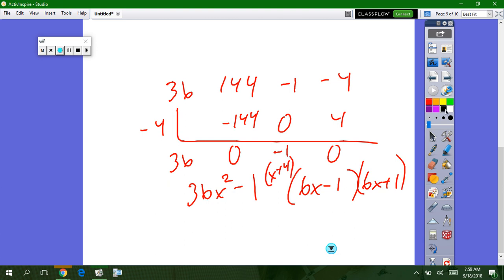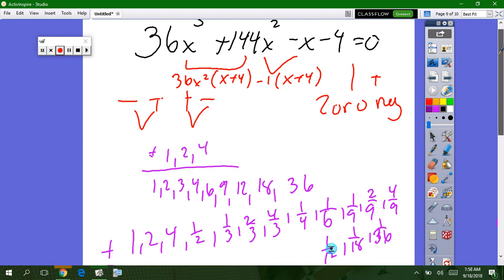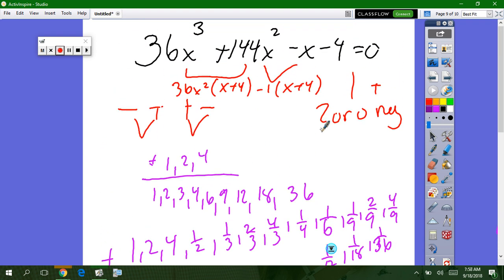What are our zeros? -4, 1/6. Did that work with what I said above with our zeros? I have 2 negative, 1 positive. 1 positive, 2 negative. Kind of cool that it works out that way, doesn't it?